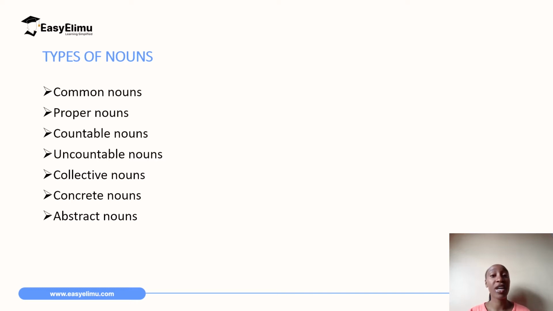Nouns are subdivided into different categories. So there are countable nouns, uncountable nouns, compound nouns, proper nouns, collective nouns, concrete nouns, abstract nouns. However, today we are only focusing on countable nouns and uncountable nouns. We are going to talk about them, their characteristics, how to distinguish them, how to identify them as well.